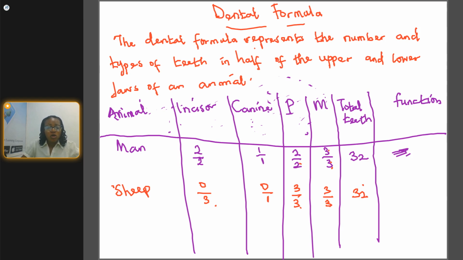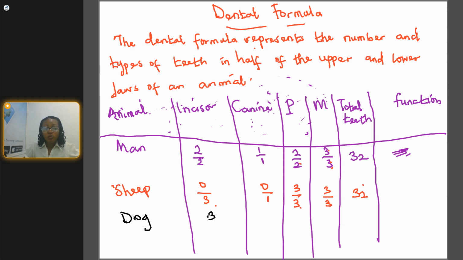All right, so looking at the dog's dental formula, please take note of all these things. Okay, just like I do say, we don't just come here to take any topic. We take topics based on the UTME syllabus released for this year. All right, so please take note of everything that is being explained here.